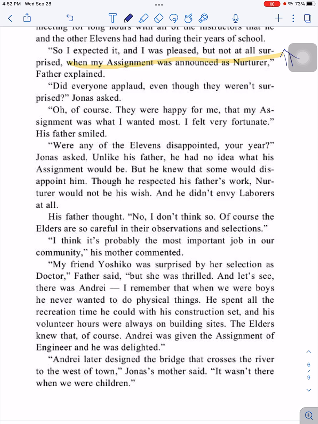His father thought. "No, I don't think so. Of course the elders are so careful in their observations and selections." "I think it's probably the most important job in our community," his mother commented. "My friend Yoshiko was surprised by her selection as doctor," Father said, "but she was thrilled. And let's see, there was Andre. I remember that when we were boys, he never wanted to do physical things. He spent all the recreation time he could with his construction set, and his volunteer hours were always on building sites. The elders knew that, of course. Andre was given the assignment of engineer, and he was delighted. Andre later designed the bridge that crosses the river to the west of town." Jonas's mother said, "It wasn't there when we were children."